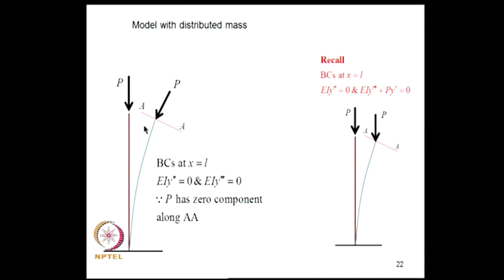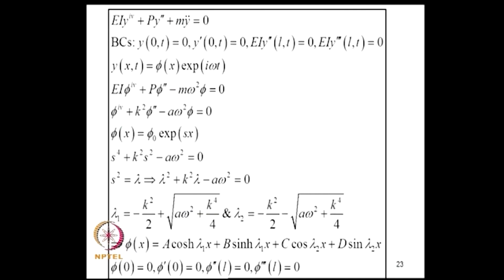Okay. So, when we considered this problem earlier, the boundary conditions at x equal to L were EI y double prime equal to 0 and EI y triple prime plus P y prime equal to 0. So, P appeared in the specification of the boundary condition there, whereas here, since the load remains tangential to the axis of the beam, in the boundary conditions involving shear force P will not appear. Now, equipped with this, I will write the equation EI y'''' plus P y'' plus m y double dot equal to 0.